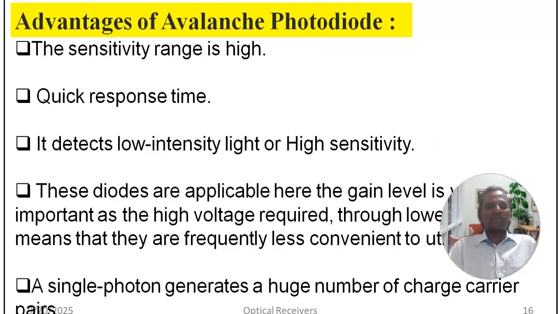Then the advantages of the avalanche photodiode: it is more sensitive with high range, and second is quick response time. It detects low intensity light, or high sensitivity. The gain level is very important as it operates at high voltage. Through lower reliability, they are frequently less convenient to utilize. A single photon generates a huge number of charge carriers.